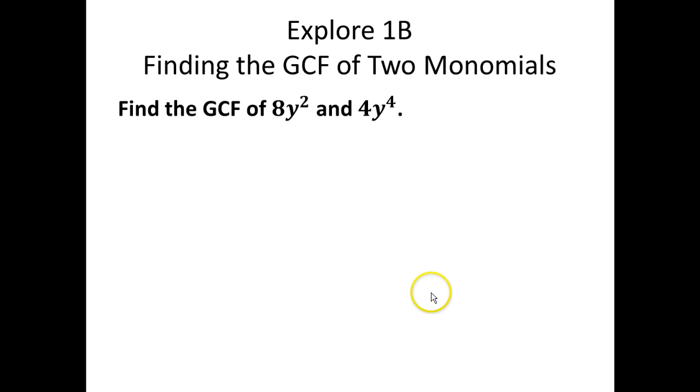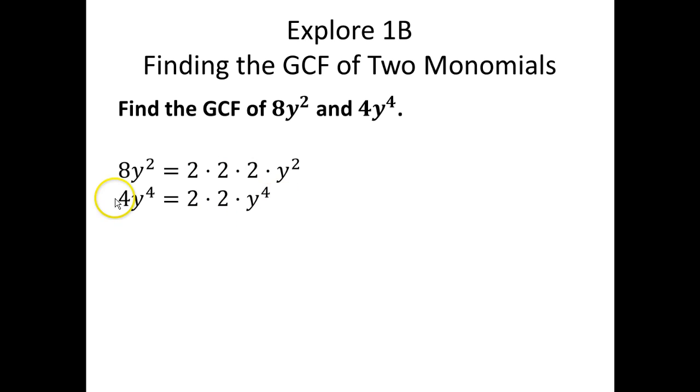Another way we can look at this is in the following way. Let's just write the prime factorization of 8 and leave the variable part alone. So 8 can be factored as 2 times 2 times 2, and I'm going to leave the variable part alone. Do the same thing with 4y to the fourth power. Leave the variable part alone. Okay, so notice here that, once again, these two monomials have 2 factors of 2 in common. Not only that, but y squared divides the first monomial and it divides the second monomial, because y squared is a factor of y to the fourth power. Okay, so this is just another way of thinking about it.